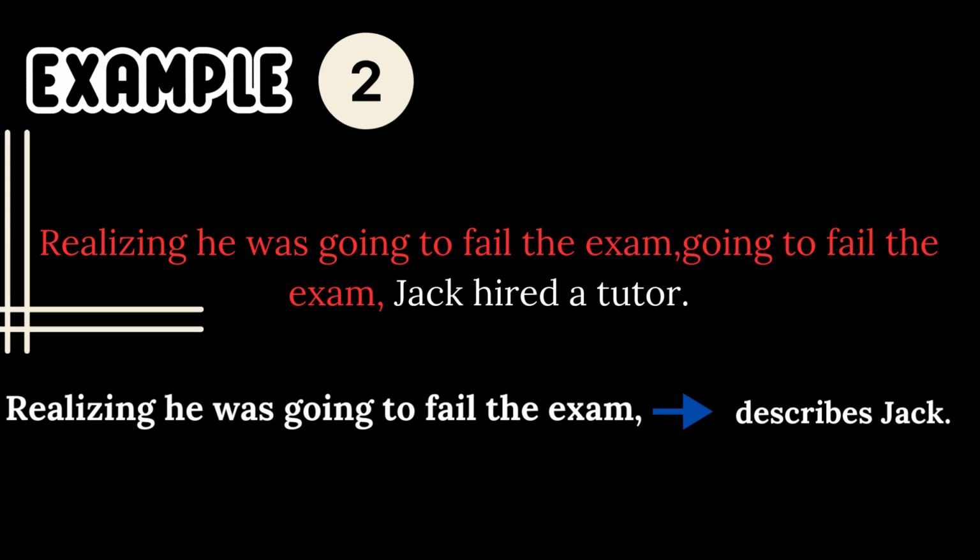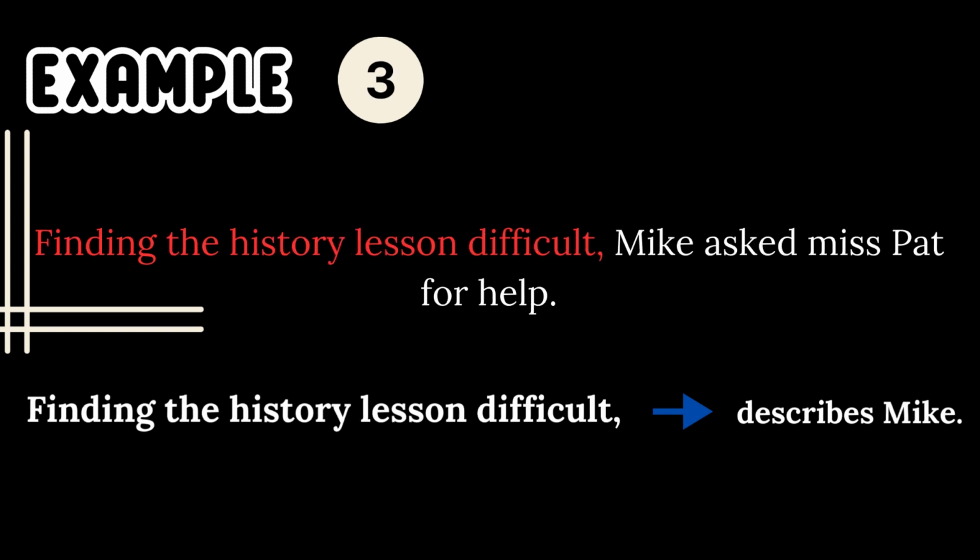Now in this example, realizing he was going to fail the exam is describing Jack. Who realized he would fail the exam? Jack did. The phrase acts as an adjective describing Jack. Realize that removing the phrase from the sentence still makes sense because it's an adjective, and adjectives give extra information about the nouns. Number 3, finding the history lesson difficult, comma, Mike asked Miss Pat for help.